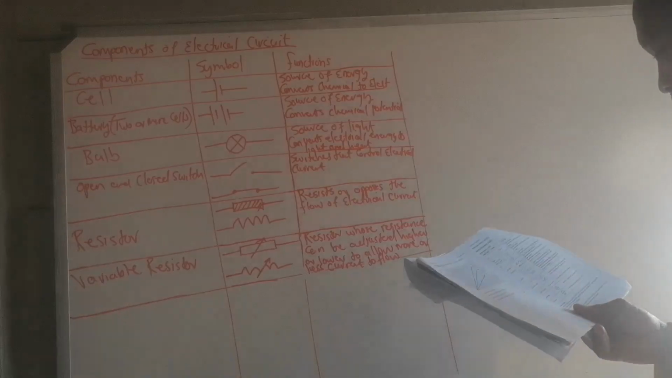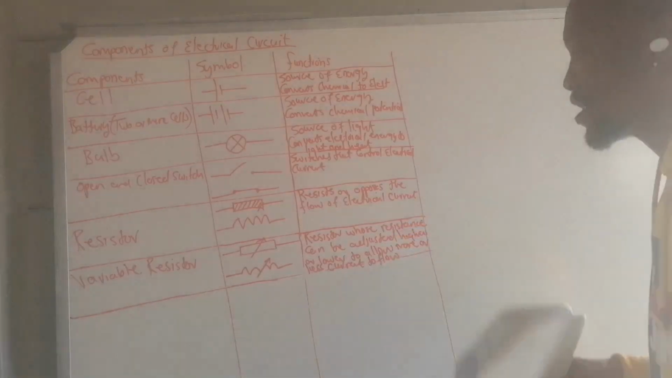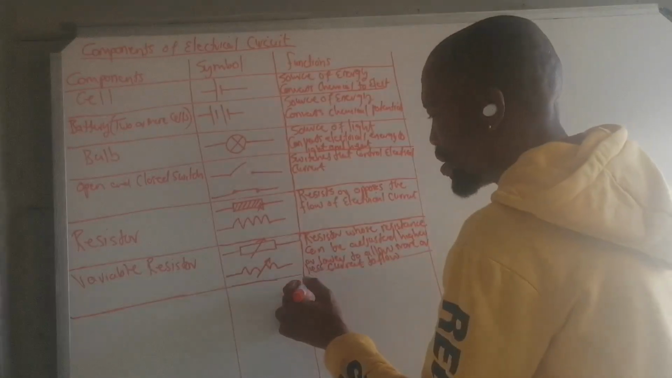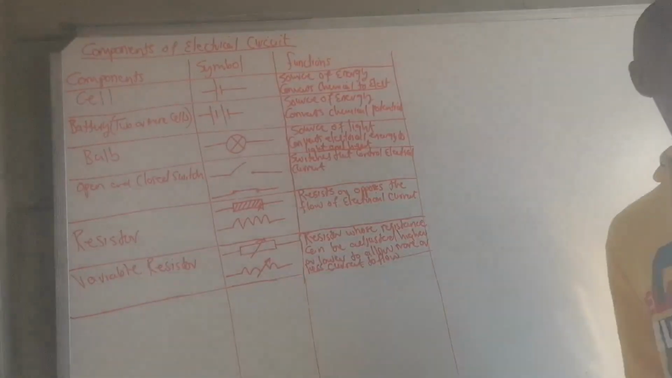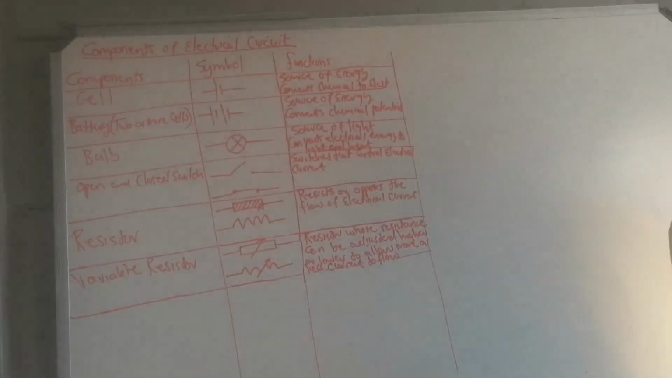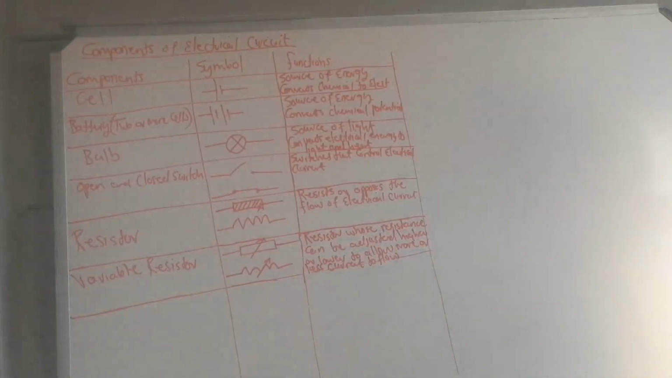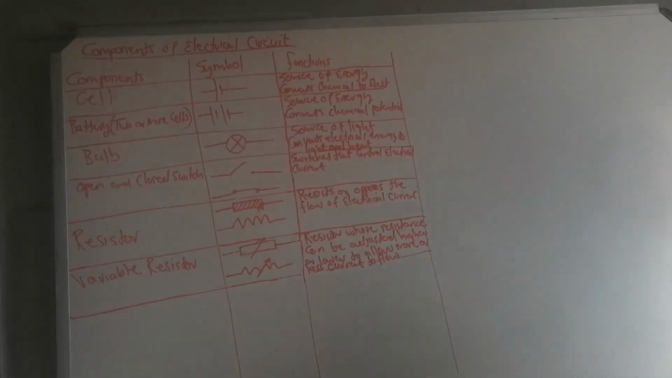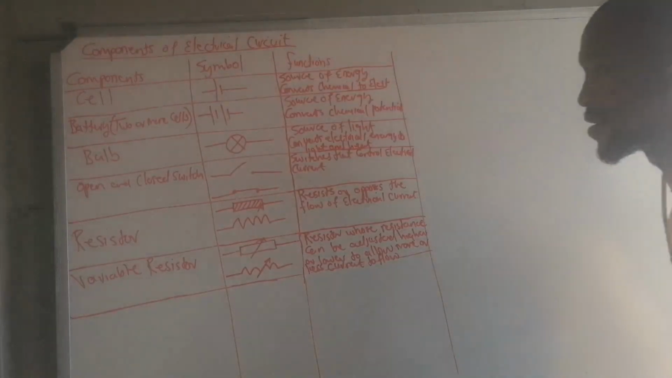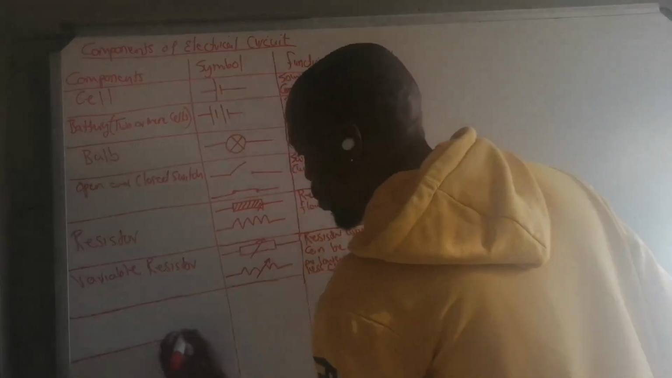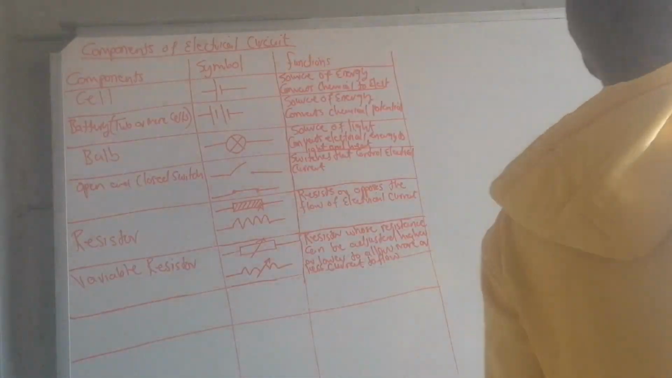And then we have the conduction wire. You will find many conduction wires in electrical circuits, like in a plasma TV. You will find this conduction wire mostly.